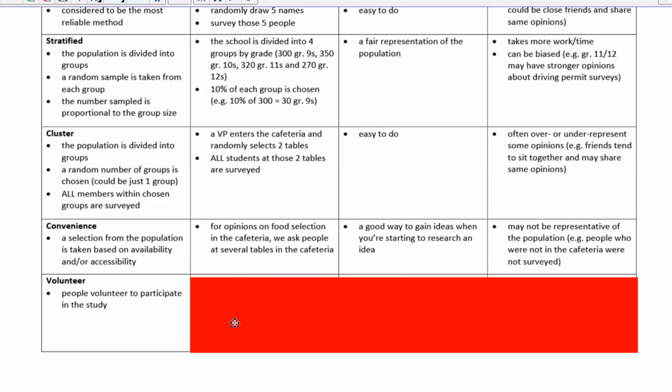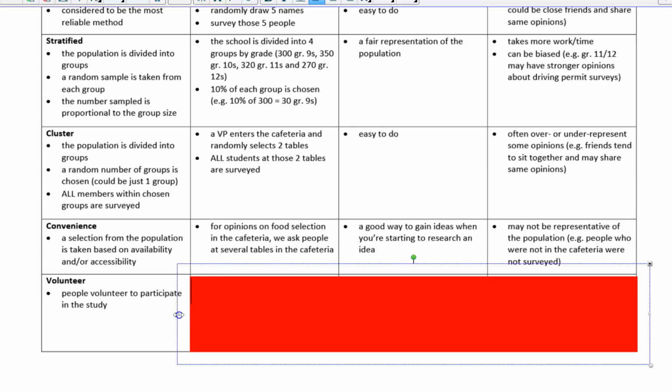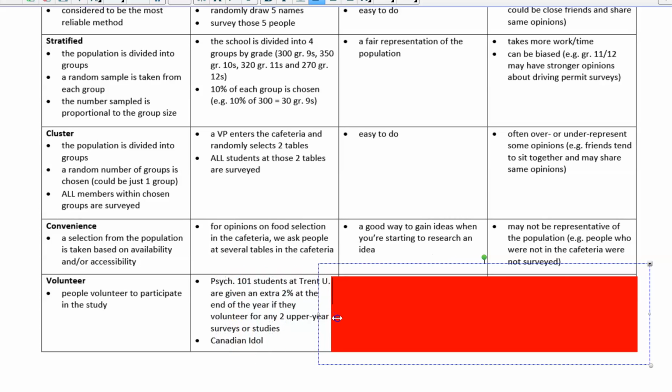Next is volunteer. So it's asking people to participate in your survey. So oftentimes at university, and especially at Trent, they do a thing in Psych 101 where you're given an extra 2% at the end of the year if you volunteer in the upper year surveys or studies. Okay, so you can get an extra 2% if you volunteer for a study. Another one is Canadian Idol, right? You volunteer to go on to the show. Okay.